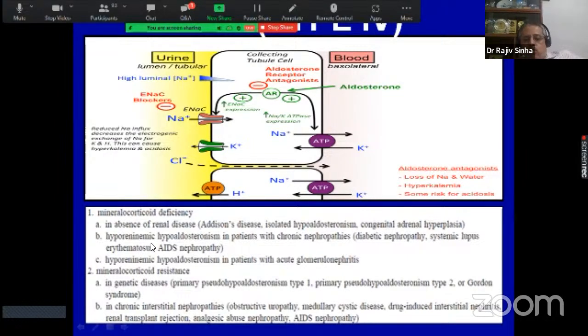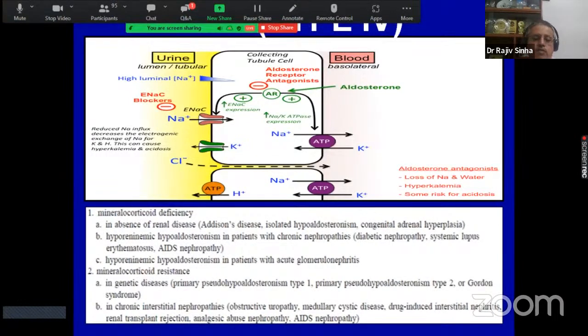For aldosterone deficiency, obviously the one that comes to mind is Addison's disease and congenital adrenal hyperplasia, but also we have conditions like hyporeninemic hypoaldosteronism in chronic nephropathy. We see it with SLE, and adults see it with diabetic nephropathy also. Also, hyporeninemic hypoaldosteronism can be a presentation of acute glomerulonephritis.